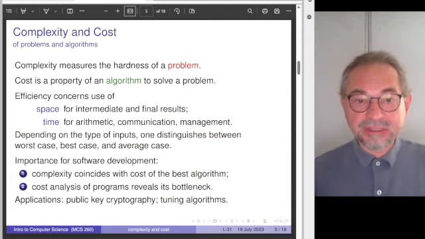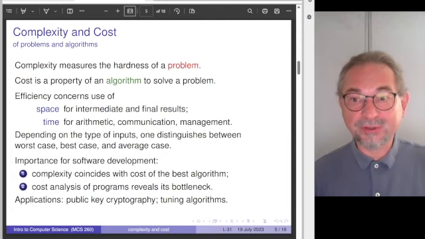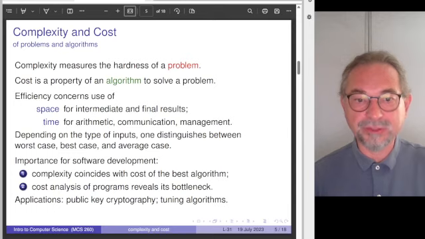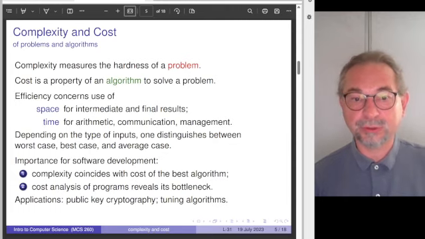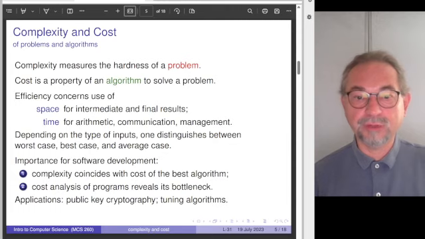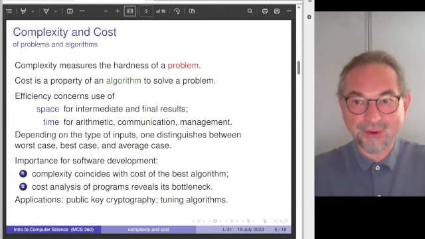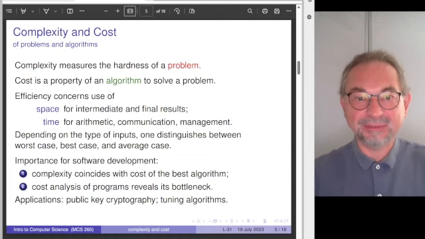Some applications. There is public key cryptography. A sequel to this course will study coding and cryptography. The hardness of certain problems ensures the security of transactions. The cost analysis is also important to the tuning of algorithms. So we have the theoretical applications, but in computer science, all theory can be applied.